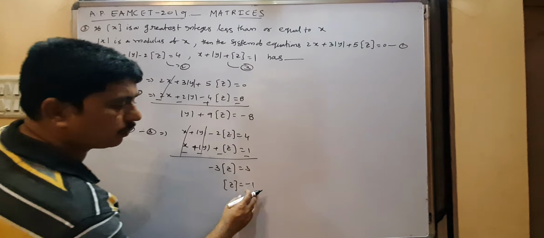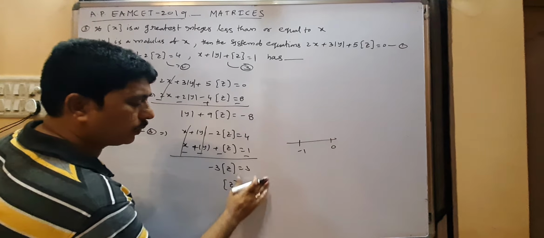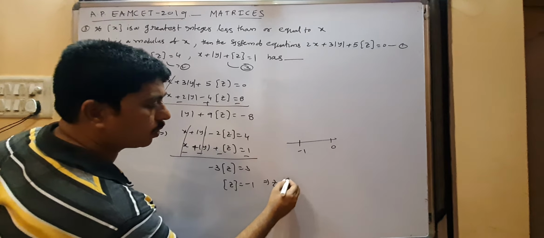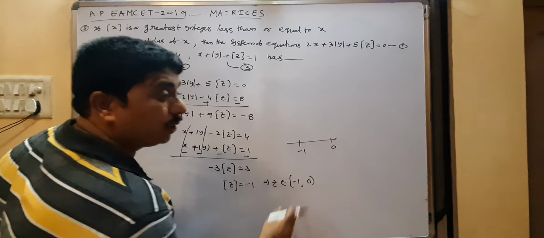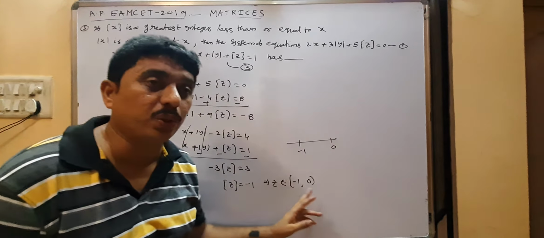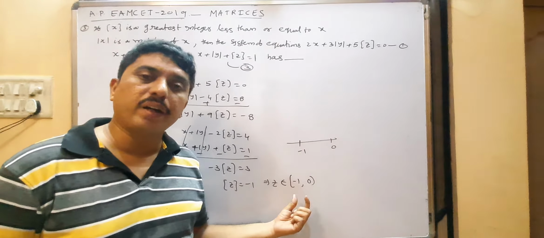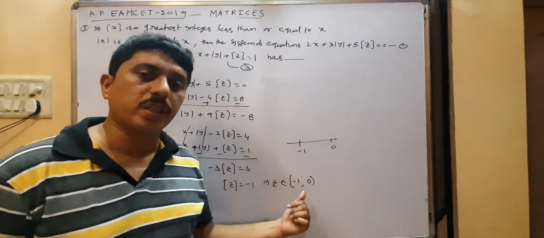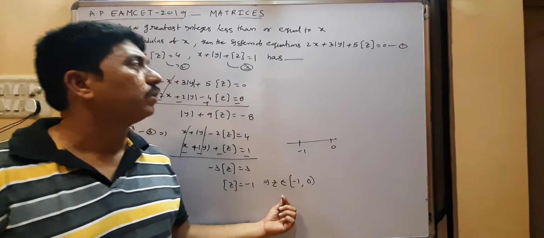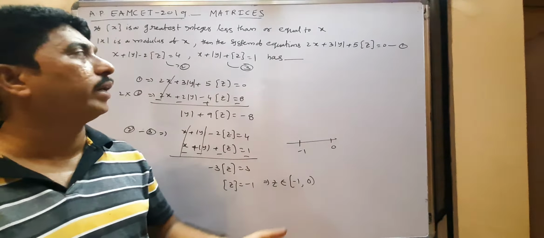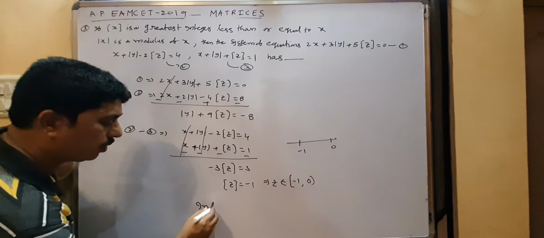[z] equal to -1 means obviously z lies between -1 and 0, that is, z belongs to [-1, 0). In between -1 and 0 we have infinite real numbers. So for z we have infinitely many real values, and then y also gets infinitely many values, and x also gets infinitely many values. So the final answer is that we have infinitely many solutions.